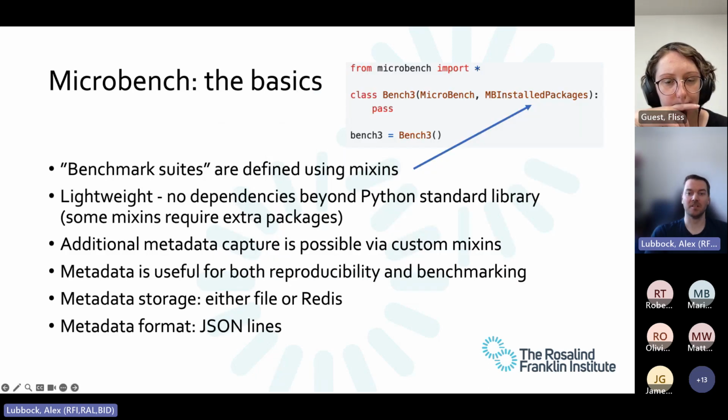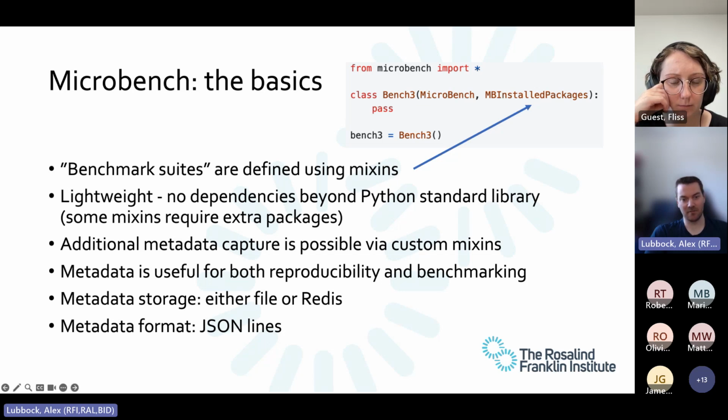Just to go a little bit more into detail about how to use it. So you have these benchmark suites. You define the metadata you want to capture using so-called mix-ins. These are small Python classes. Python has multiple inheritance, so you can put a list of as many of these classes as you want to inherit from at the end, so that you can capture whatever metadata you need to. You can add your own custom ones as well if you like to.